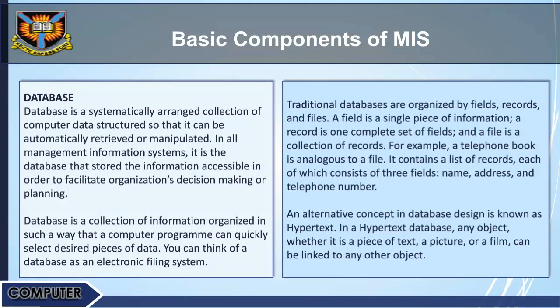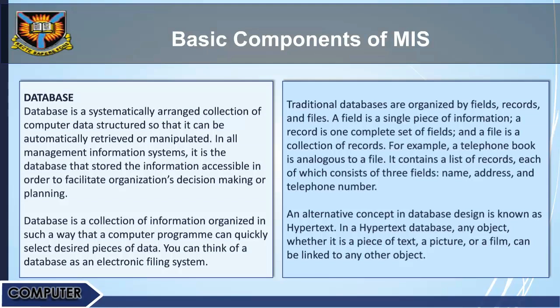Database. A database is a systematically arranged collection of computer data structured so that it can be automatically retrieved or manipulated. In all management information systems, it is the database that stores the accessible information in order to facilitate organizations' decision-making or planning. A database is a collection of information organized in such a way that a computer program can quickly select desired pieces of data. You can think of a database as an electronic filing system.